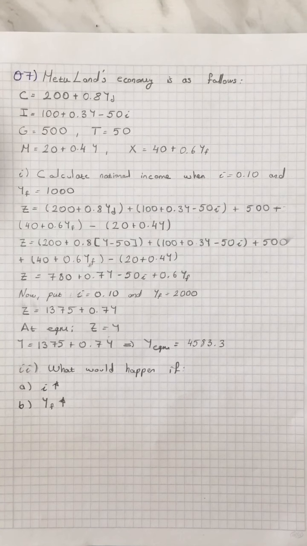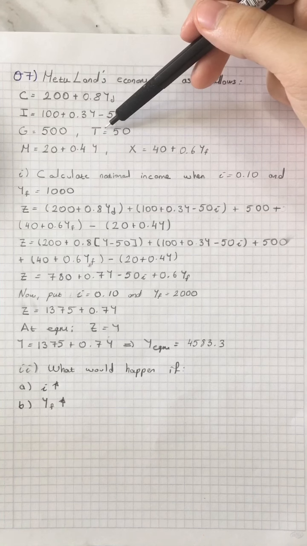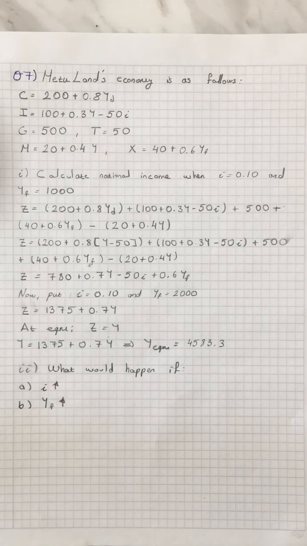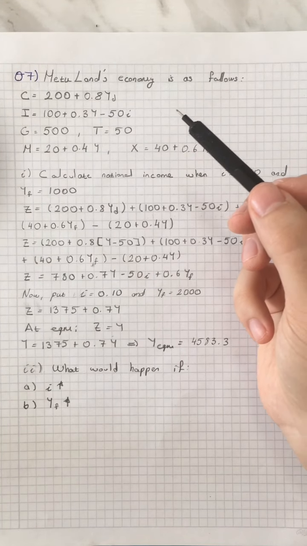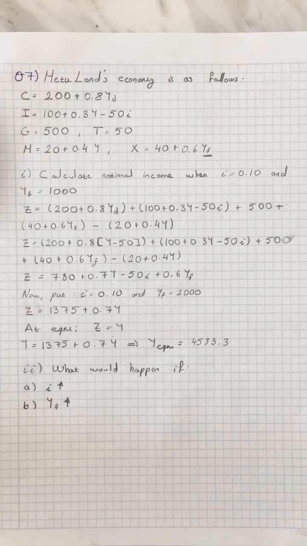Question 7. Metroland's economy is as follows. We are given consumption, investment, government spending, taxes, imports, and exports. These questions are pretty much the same. You just use different numbers. In the first part, it says calculate the equilibrium income level of Metroland when the interest rate is 0.10 and national income is 1,000.